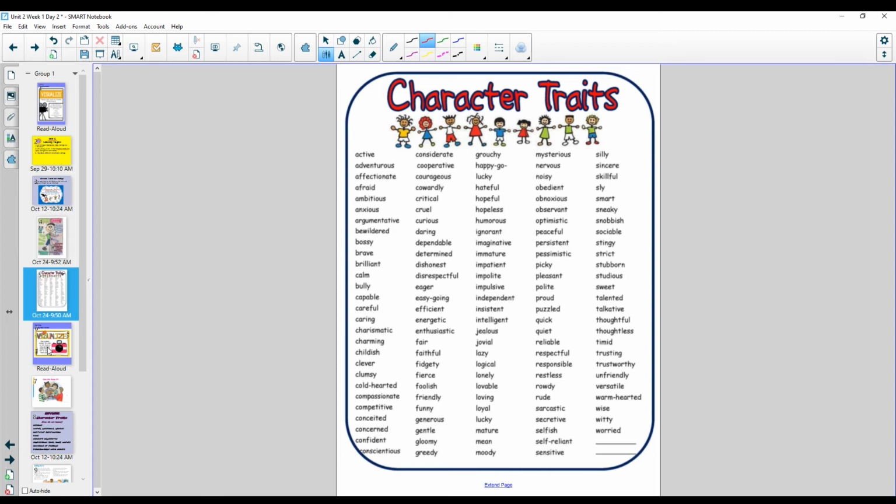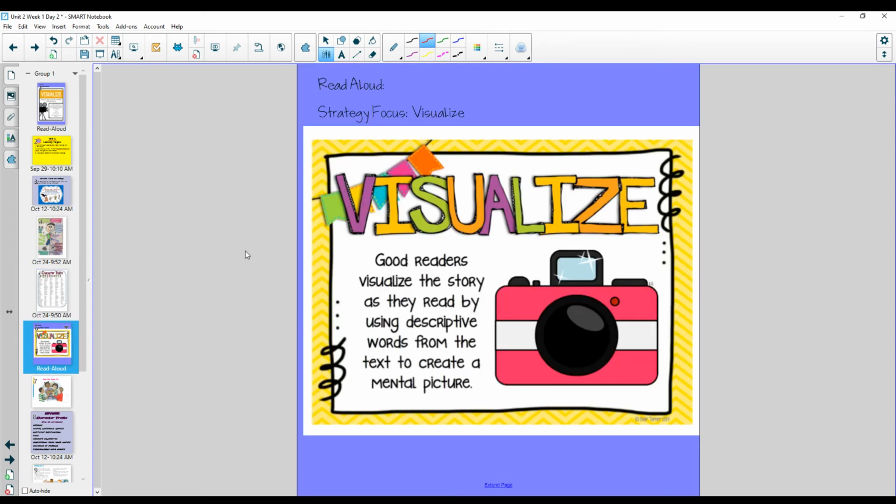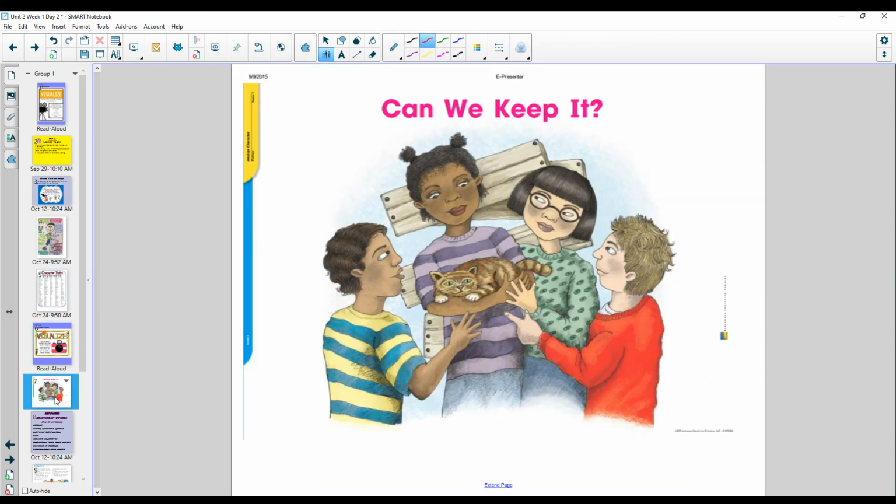Now, if you remember, our third learning target was visualize, because good readers visualize the story as they read. So, visualizing to me is like making a movie in your mind about what's happening. You're illustrating the pictures, coming up with all the things you can see happening. So let's look at a picture called Can We Keep It?